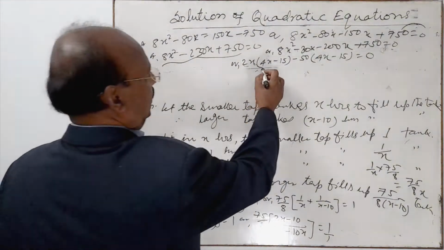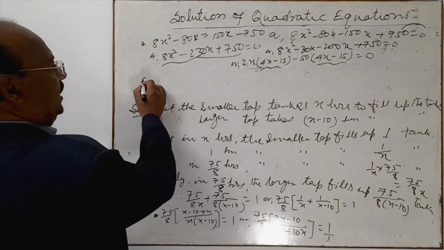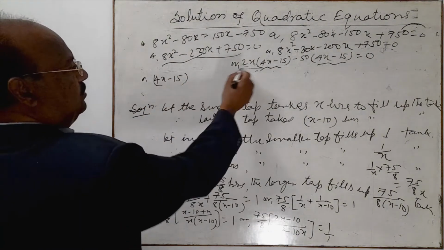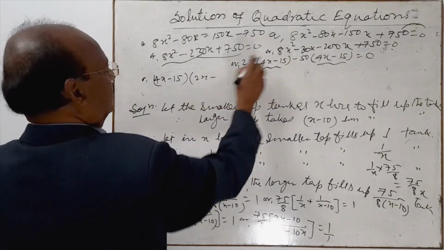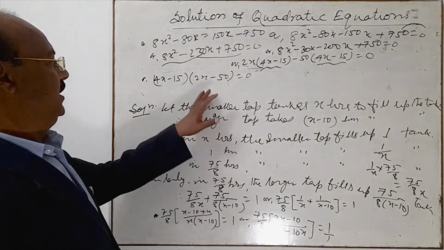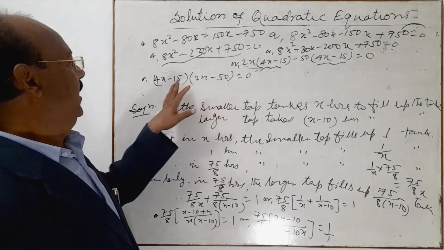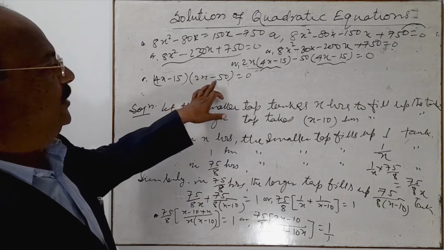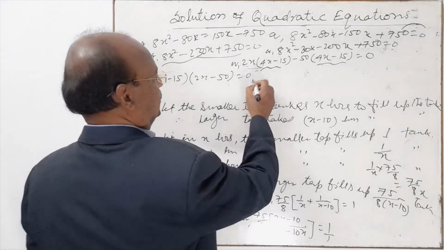So you see here 4x − 15 is common in both the terms. So we can take 4x − 15 common from these two terms. The remaining part will be 2x from here and here −50. This is equal to 0. As we see here, the product of two linear expressions is 0. It means either this part, 4x − 15, is 0, or 2x − 50 is equal to 0. So let us write it.